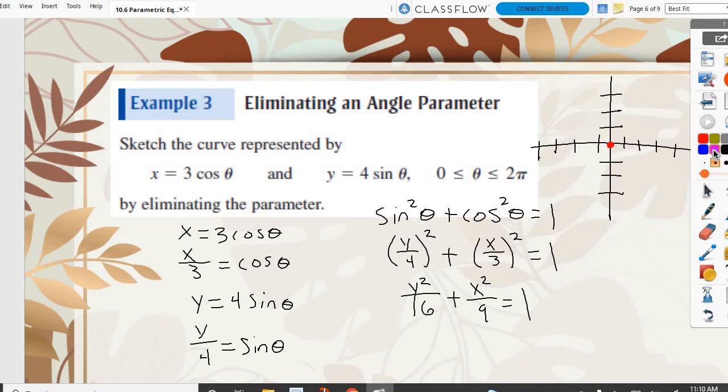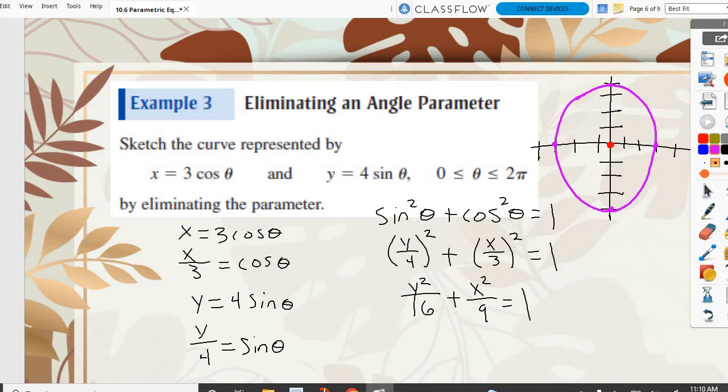So then, how far left and right are we going to go? Just left and right. 3 on each side, because that's what's underneath my x. How far up and down are we going to go? 4, taking the square root of our denominator. Okay, and then I'm going to make an ellipse. My units are slightly off, so it's going to be a little funky looking. So that would be our ellipse.